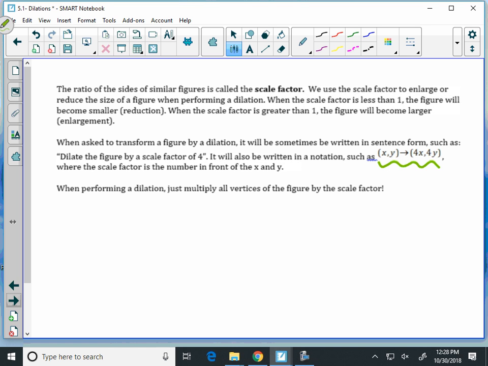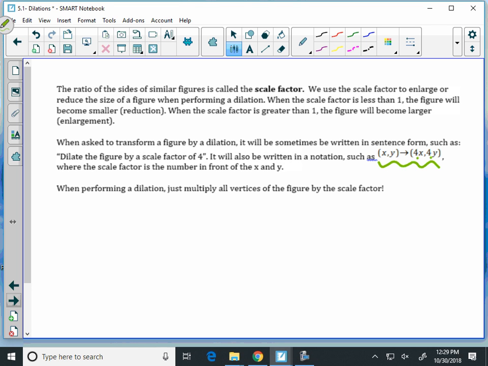But in a translation's notation, we would be adding or subtracting numbers from x and y. What are we doing with x and y in this notation? When a number is written right next to a variable, what operation are we technically doing? Adding those together, dividing? What are we doing with like the 4 and the x? We're multiplying, right? So when you have a dilation, the numbers will be in front of the variables. We're multiplying them together.